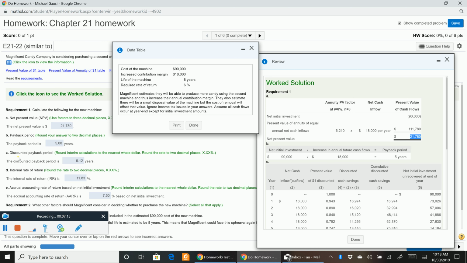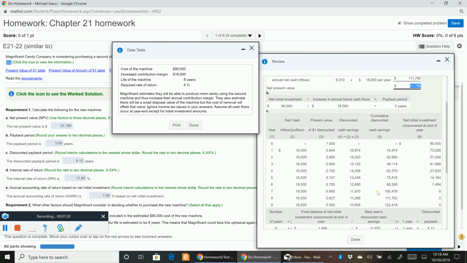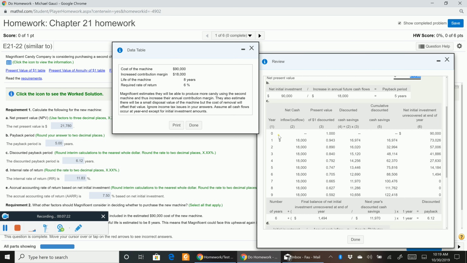Part C, the author is asking for the discounted payback period. So what we are doing here with the discounted payback period, we're going to start with year 0 on this table at $90,000, and we're going to work through our $18,000 net cash inflow every year, but we're going to discount it back to present value. So once again, if you have the tables in the appendix to your textbook, you will go to table number 2, which is present value of $1. And once again, we're going to be in the 6% column.